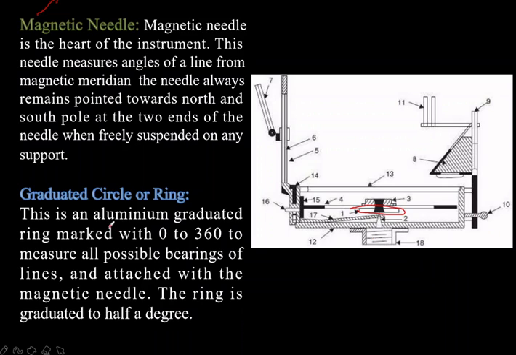Then comes the graduated circle or ring. This is the aluminum graduated ring marked with 0 to 360 degrees to measure all the possible bearings of lines, and it is attached with the magnetic needle. This ring is graduated to half a degree. Okay, at half a degree it is graduated.